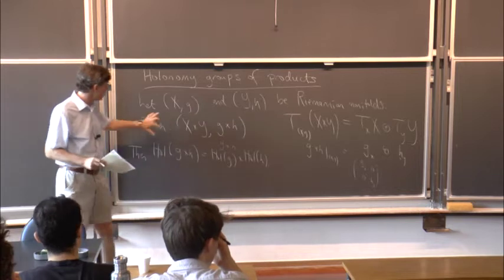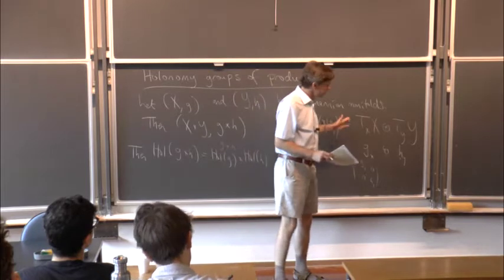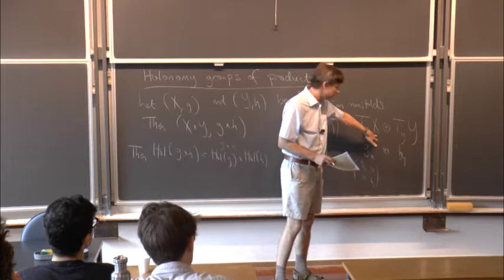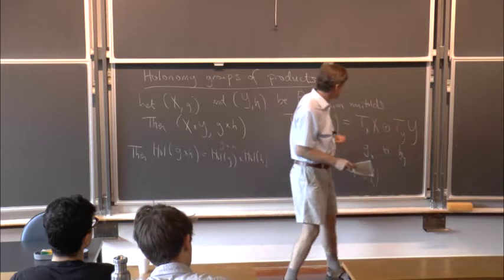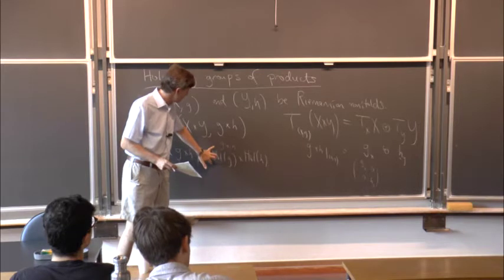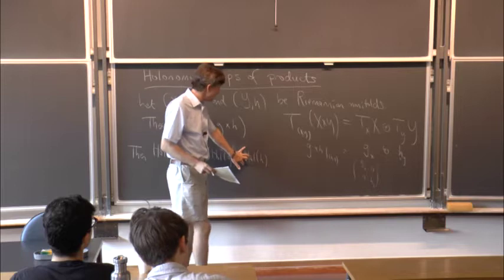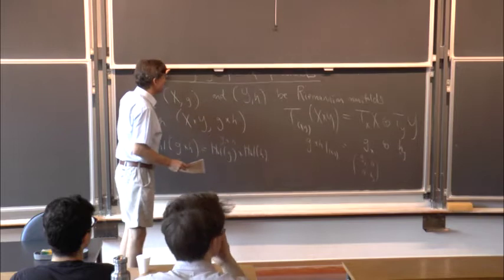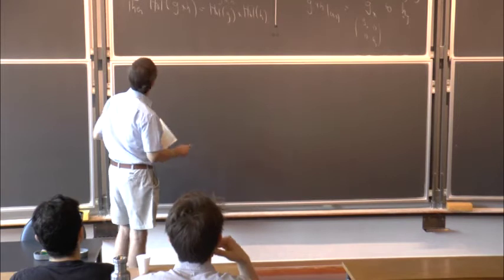And then if you think about the parallel transport around that loop, you'll see that the loop in X, the parallel transport around that gives you the automorphism of T_x0 X. The loop in Y gives you the parallel transport on T_y0 Y. And so you just act by an element of the holonomy group of g acting on the tangent space to X at x0, and an element of the holonomy group of h acting on the tangent space to Y at y0. So holonomy groups of products are just products of holonomy groups.